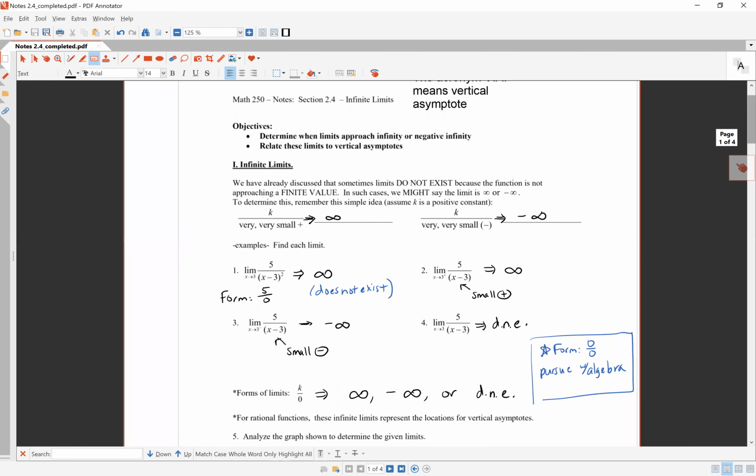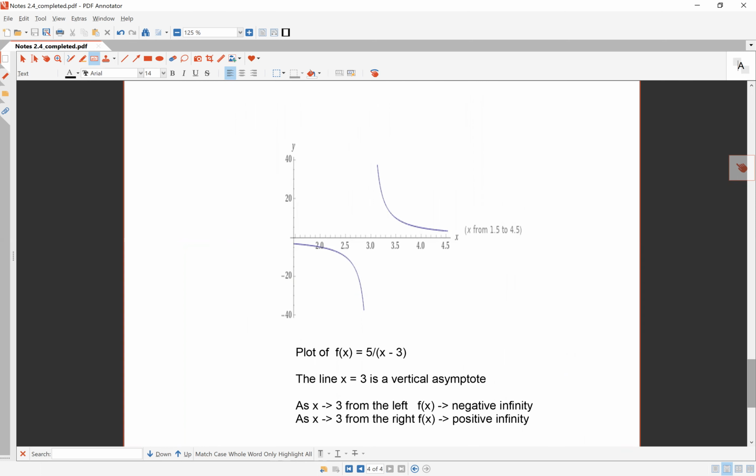And so here's the plot of f of x is equal to 5 over the quantity x minus 3. And so you can see as x gets closer and closer to 3, you're dividing 5 by a smaller and smaller number, till eventually you're getting really close to 0. So when x approaches 3 from the left, the denominator is negative. When x is less than 3, you're dividing 5 by a very small negative number. And the graph goes all the way down to negative infinity.